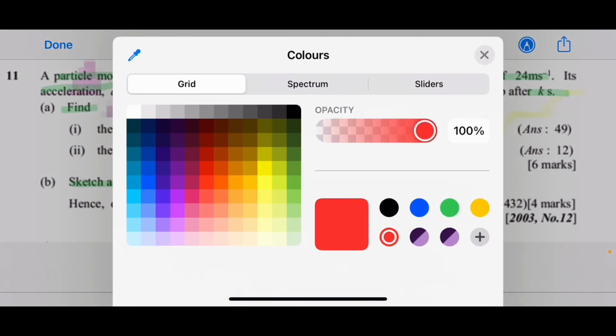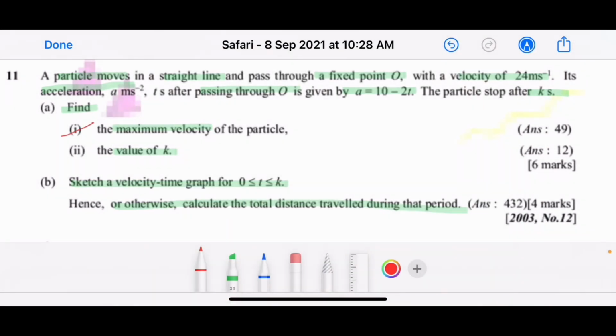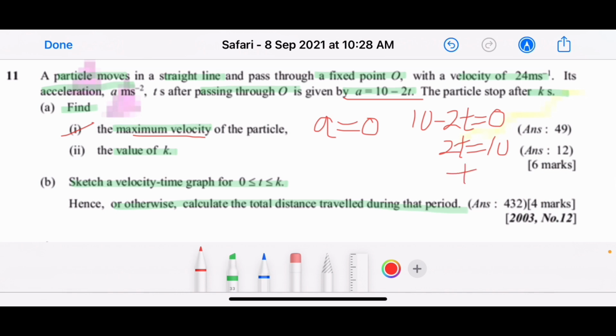Alright, so now we are going to find the maximum velocity of the particle. When we want to find the maximum velocity, we must find the time. How to find the time? When the particle achieves maximum velocity, acceleration will be 0. So let a equal to 0, and we will solve and find the time when the particle has acceleration equal to 0. So the time is 5 seconds.